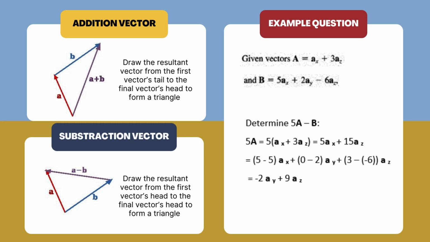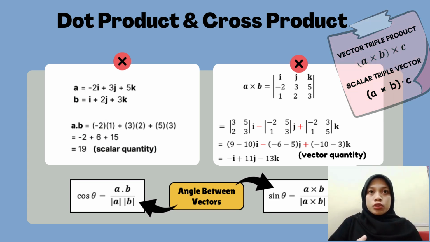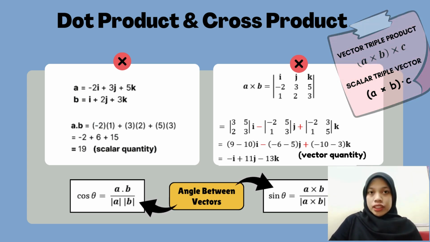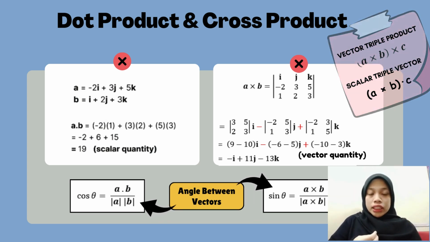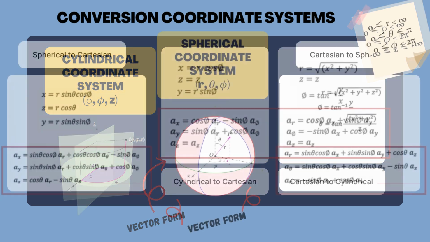These are the addition and subtraction of vectors with an example question. Next, the dot product is a simple solution where you multiply vectors a and b for each component and add them together to get a scalar quantity. For the cross product, you solve it by using a 2x3 matrix and finally get the answer as a vector quantity. As additional information, for the triple product vector, when the dot product and cross product come together, you must solve the cross product first. The conversion is divided into 3 coordinate systems, which are Cartesian, cylindrical, and spherical.